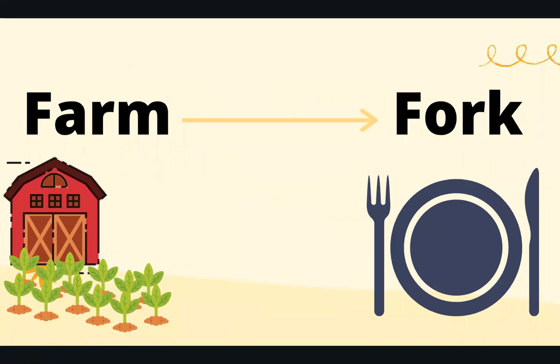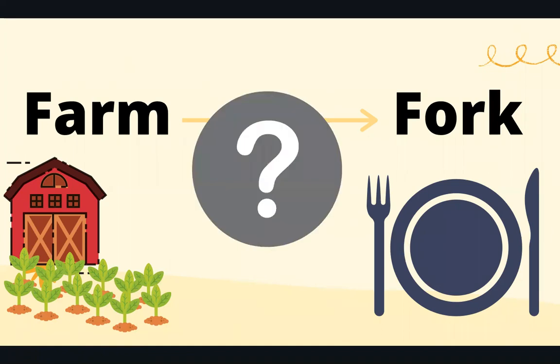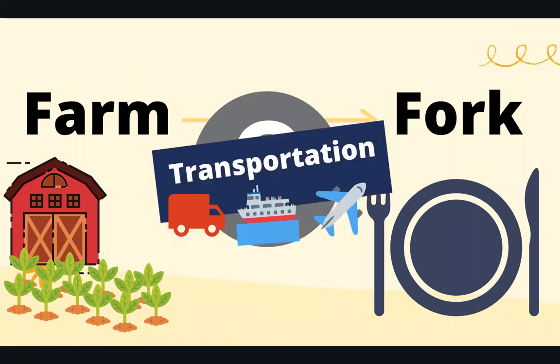The food that we eat is grown on a farm, but how does that food go from the farm to being in our homes and on our plates where we can eat it? Well, the answer is transportation, and we'll be talking a little bit more about what transportation is and how it happens today.